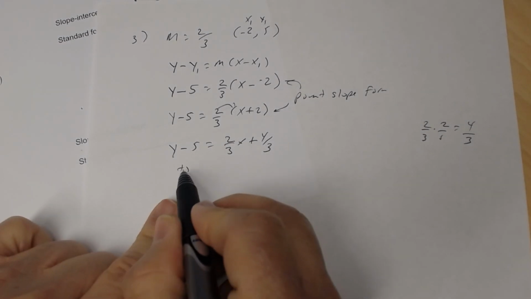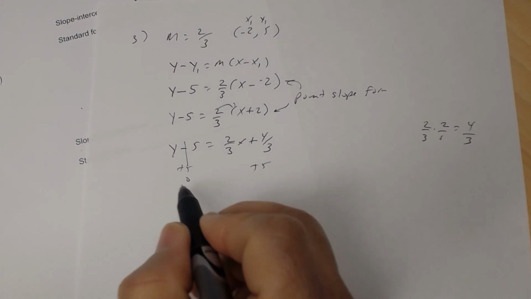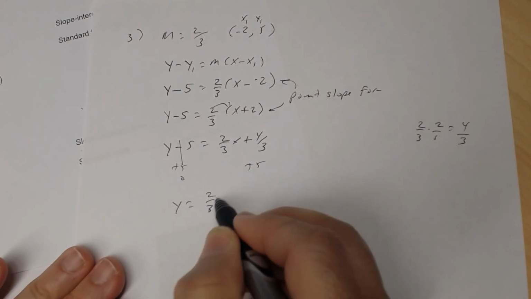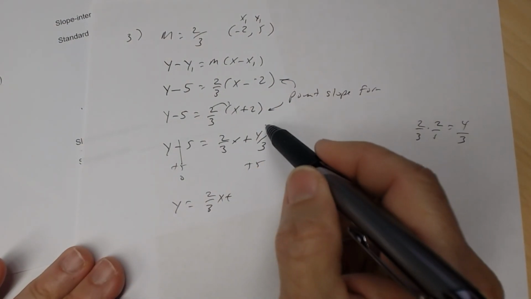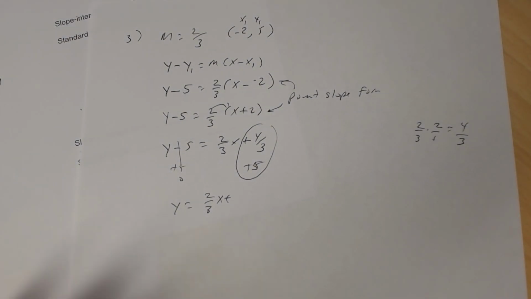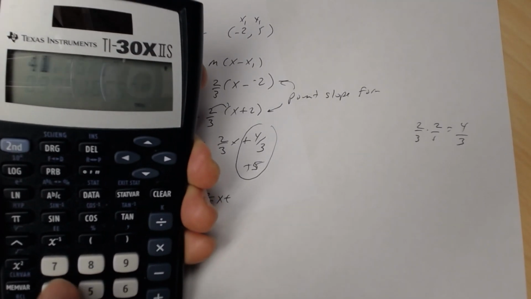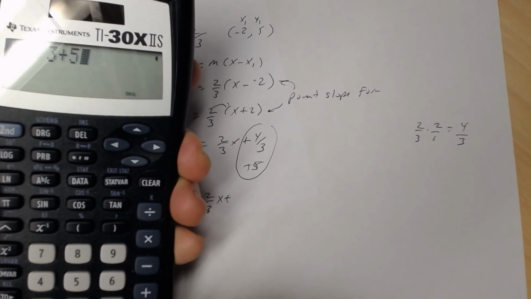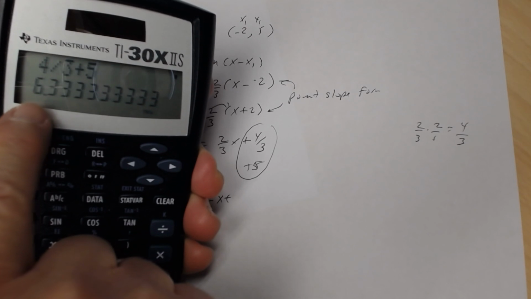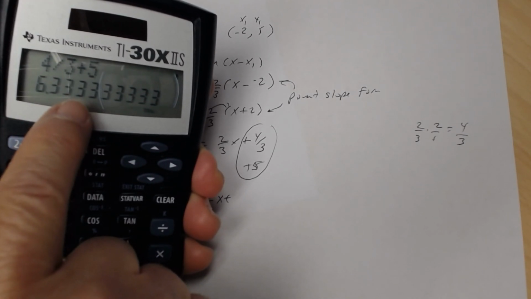Then I'm going to add 5 to both sides. And then combine like terms. 5 and -5 is 0. So I get y equals 2/3 x plus, and then just use your calculator to figure out what 4/3 plus 5 is. So 4 divided by 3, plus 5 equals, and then some of you should know that, see how the 3's repeat? So that's really 6 1/3.